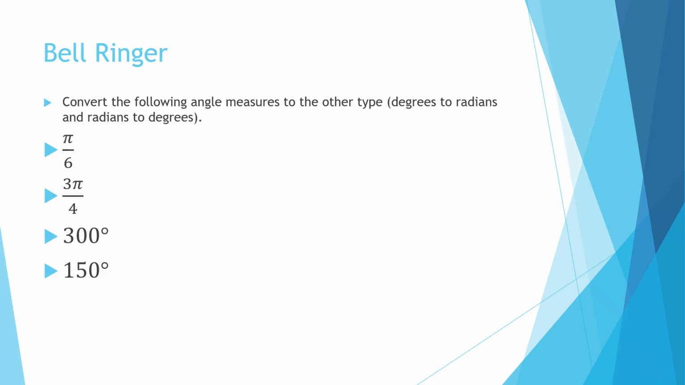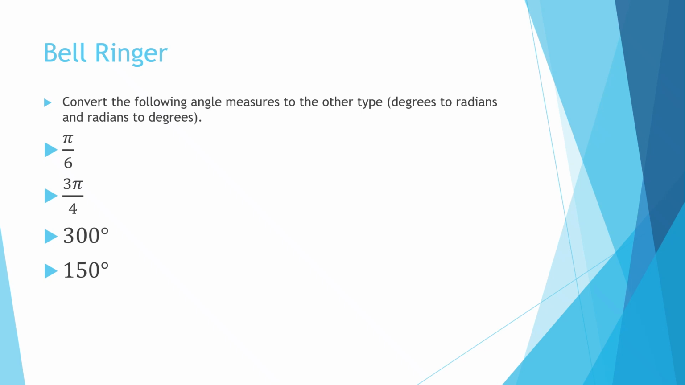All right, so here's the bell ringer for today. Pause the video if you haven't done this yet because I'm about to go over the answers. For these, we want to convert the following angle measures to the other type. The first two are going to be radians because we see a pi in them, and we're going to convert those to degrees. And then the next two, we're going to convert from degrees to radians.